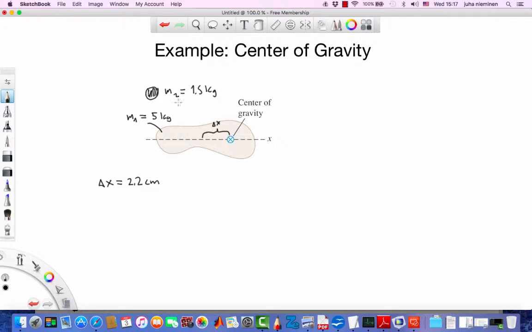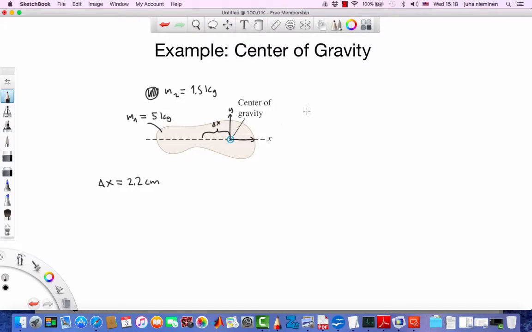Another question is, where should we place this additional mass? First, it sounds like we cannot answer this question because there's no symmetry to this object at all. But since the center of gravity can be analyzed by dividing it into its components, we can in fact do that. And we can also be clever about this by assigning our origin to the original center of gravity, like this. So x is there and y is in this direction.